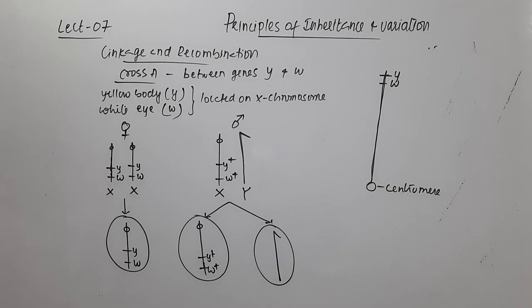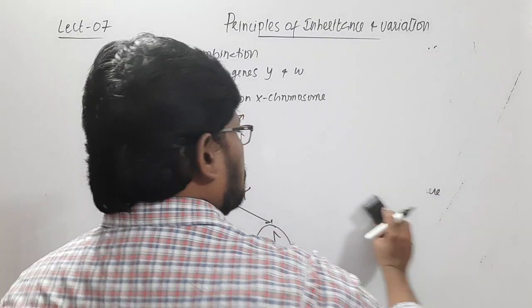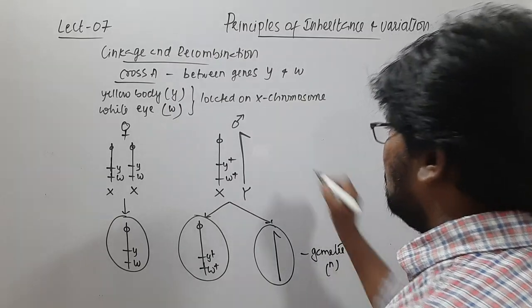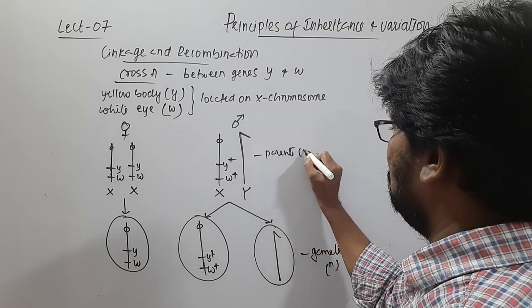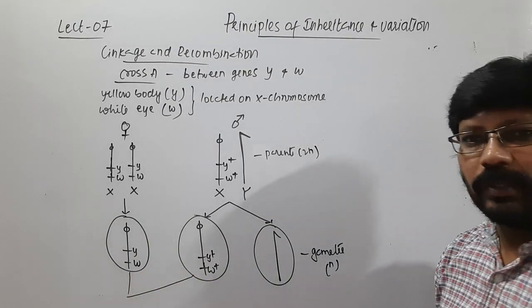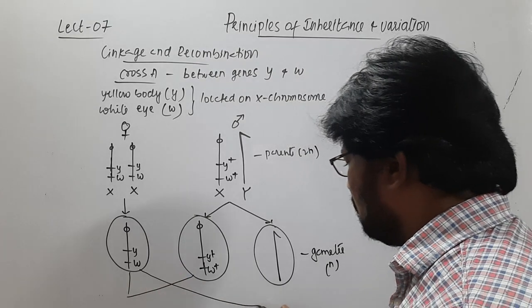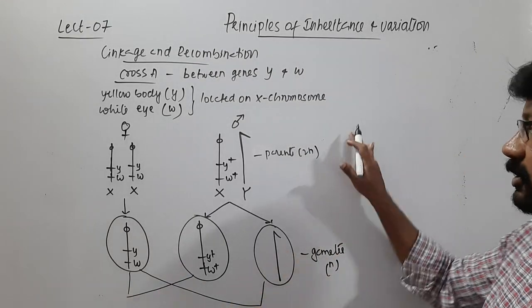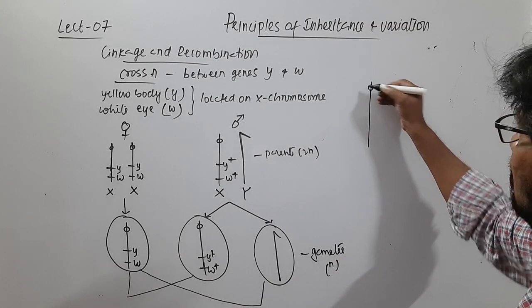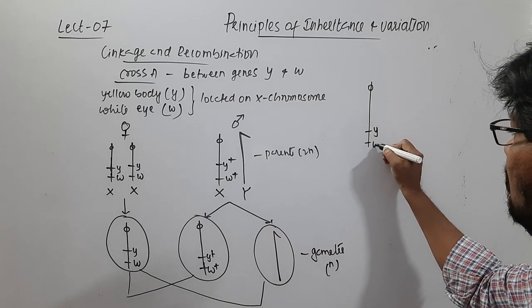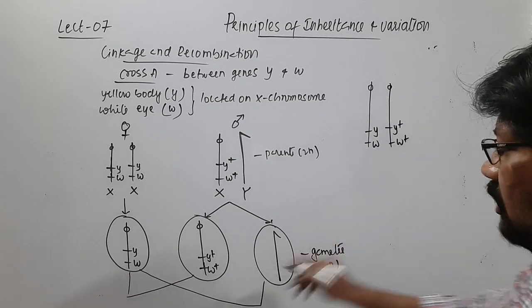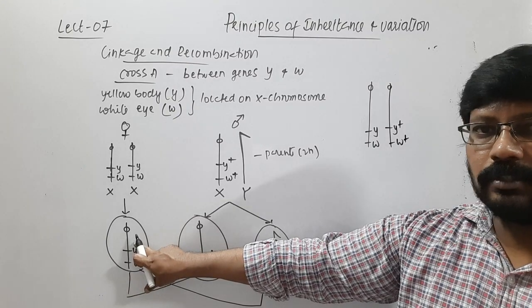During the formation, of course, these are gametes N, and these are parents 2N. Now this one and this one, and this one with this one. So this part I will show here, that is the F1 generation. So this is YW and Y plus W plus, because these are the two gametes that fused.